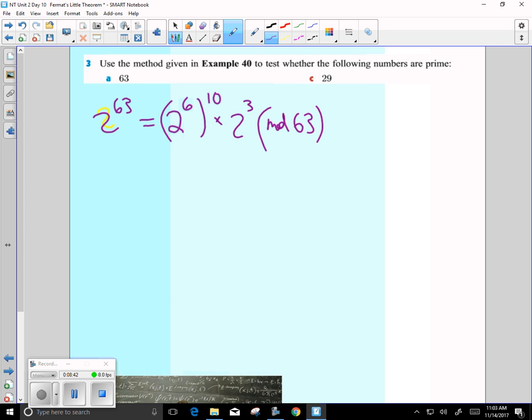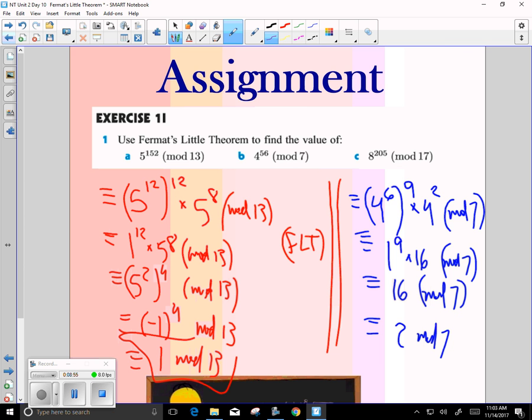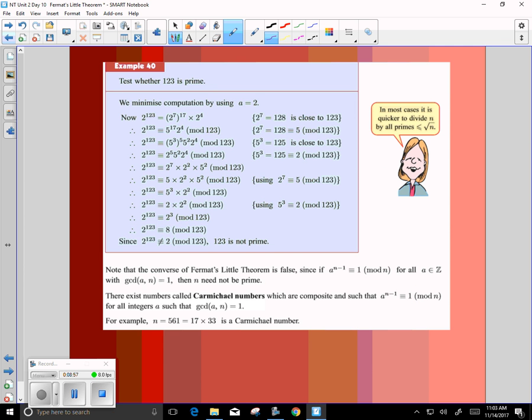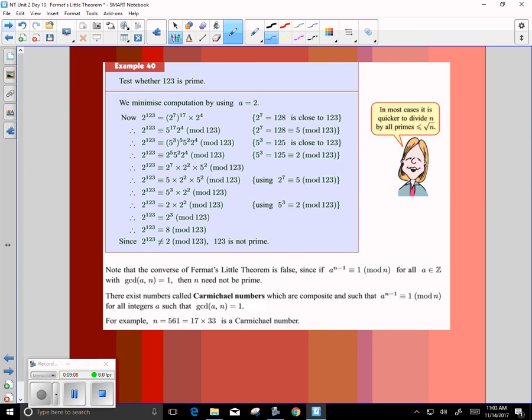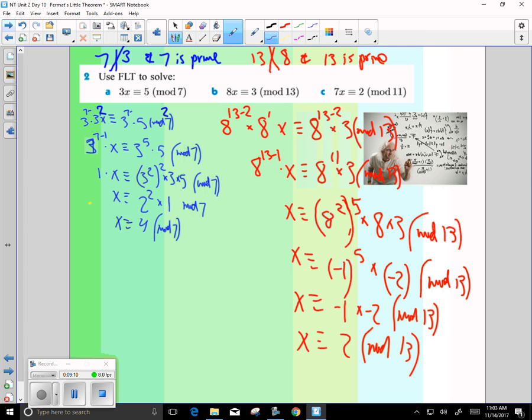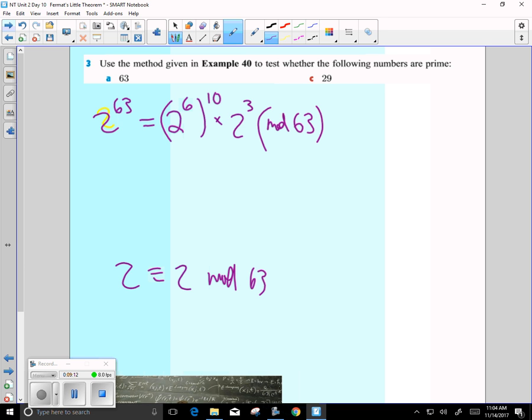Okay, when we're all done, what we should get is 2 should be congruent to 2 mod 63. That's what we should get. 2 to the n should be congruent to 2. So we use a 2 because it's a handy number. If it's not congruent to 2, then it's not a prime. So let's see if that's the case.